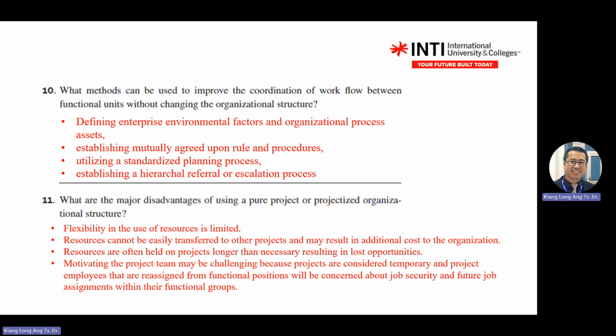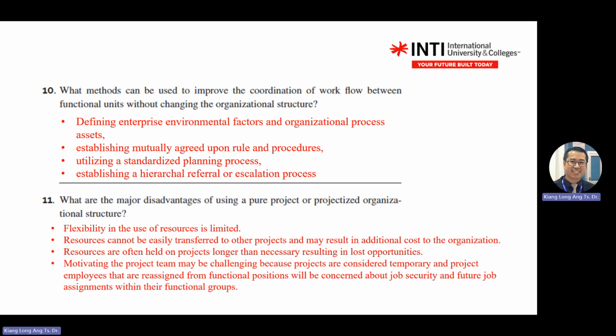Flexibility of use of resources is limited. So don't confuse this word with availability. This is flexibility. Don't confuse it with availability, because if you refer to question 9 just now, resources for project-based availability is total. So don't confuse flexibility and availability in your answer.